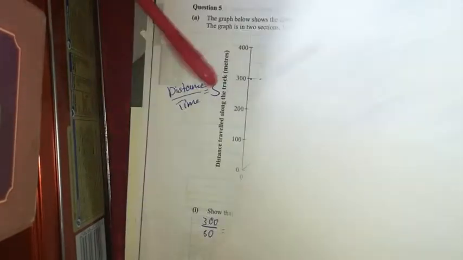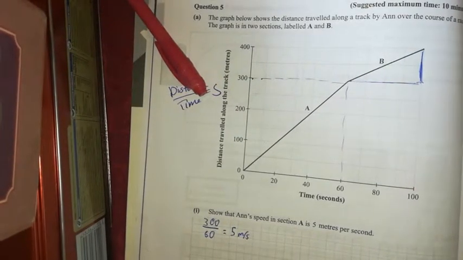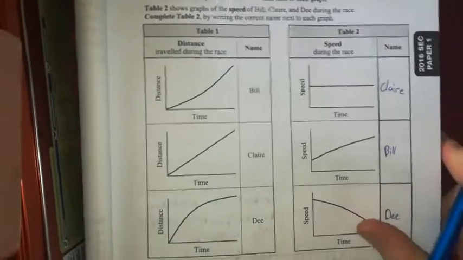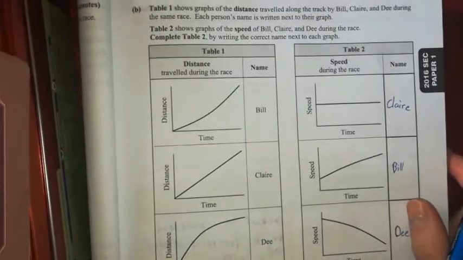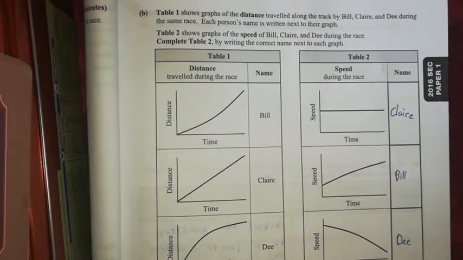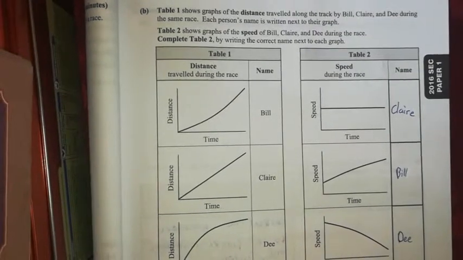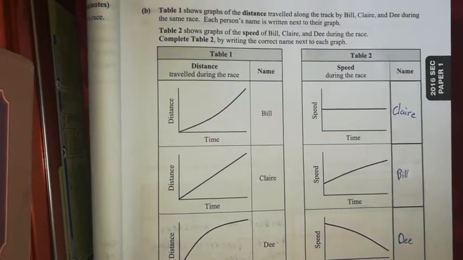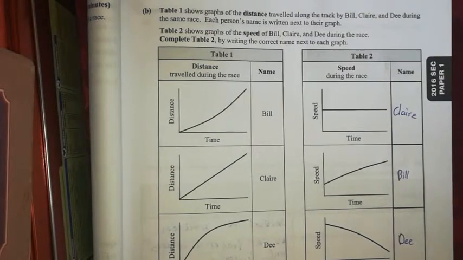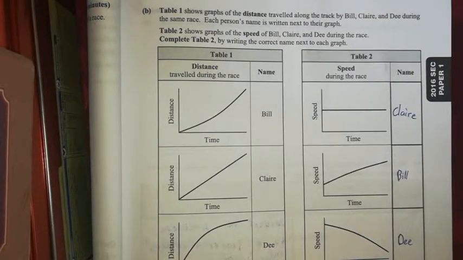And now I'm given a good few graphs, and I'm asked: Table 1 shows the graph of the distance travelled along the track by Bill, Claire and Dee during the same race. Each person's name is written next to their graph. Table 2 shows the speed of Bill, Claire and Dee during the race. Complete Table 2 by writing in the correct name.